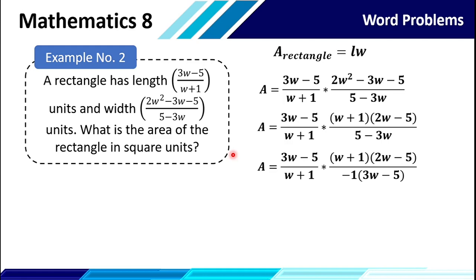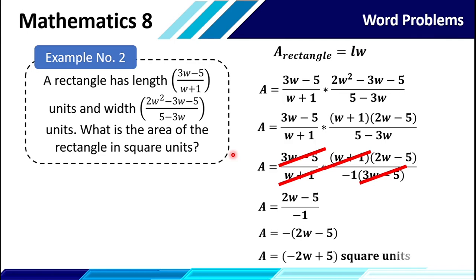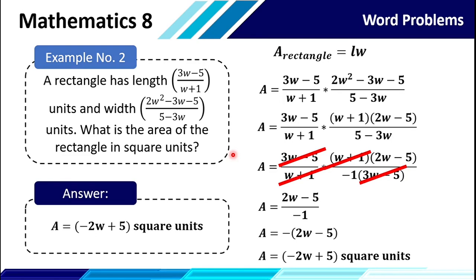As you can see now here, we can cancel 3w minus 5 as well as w plus 1 in both the numerator and the denominator. So we will have 2w minus 5 over negative 1, or negative 1 times 2w minus 5, or if we distribute the negative sign, we will have negative 2w plus 5 square units. Therefore, the area of this rectangle is negative 2w plus 5 square units.